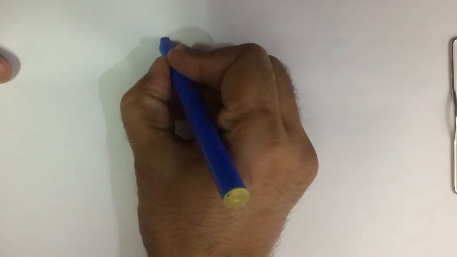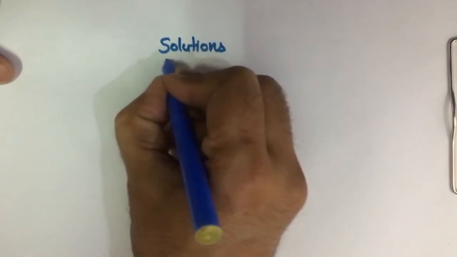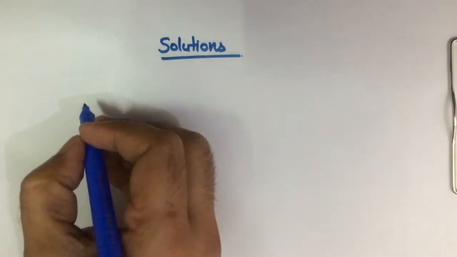Today we will start with the second chapter of the chemistry book. The chapter is solutions. Now what is a solution?